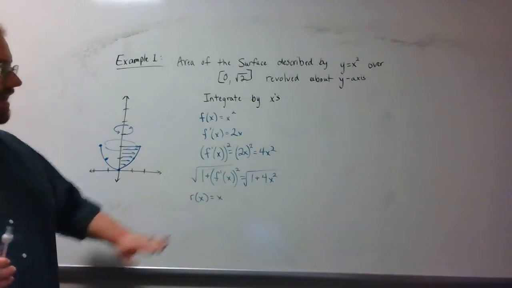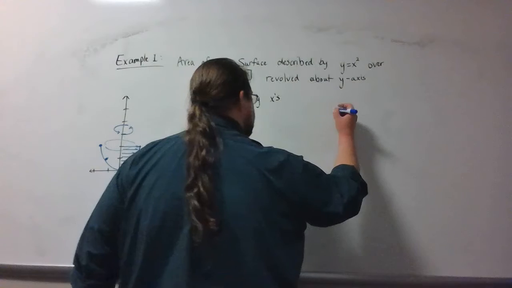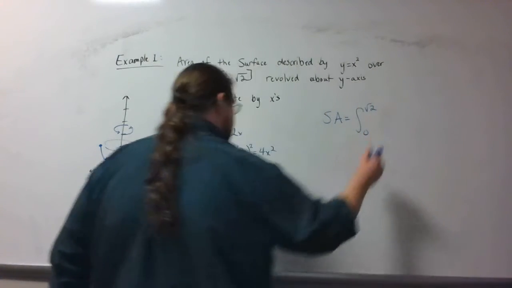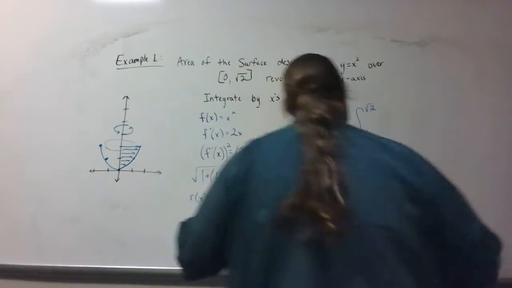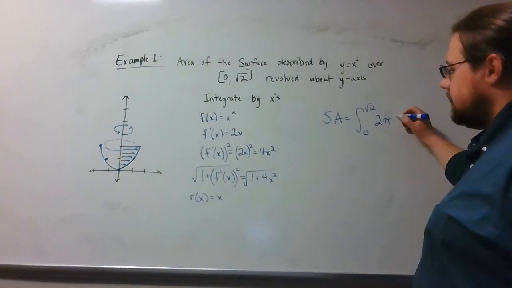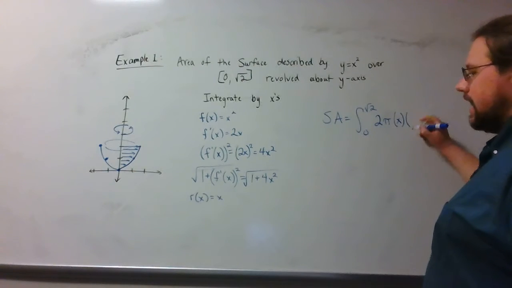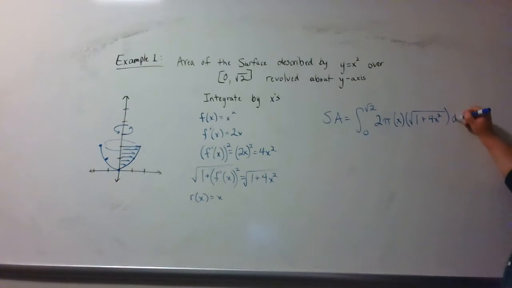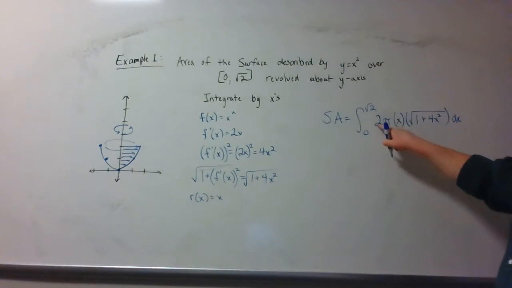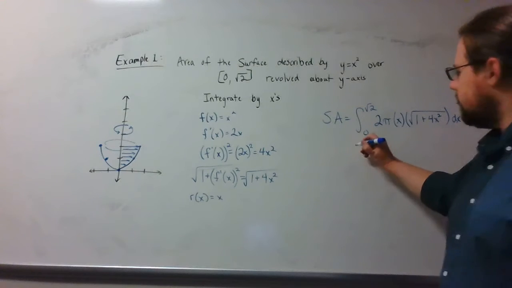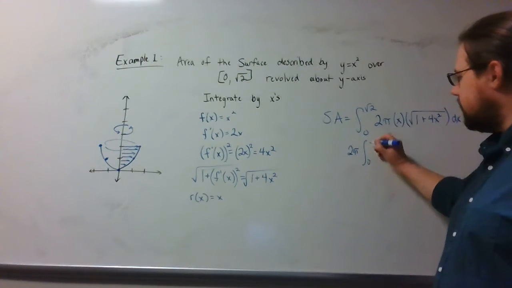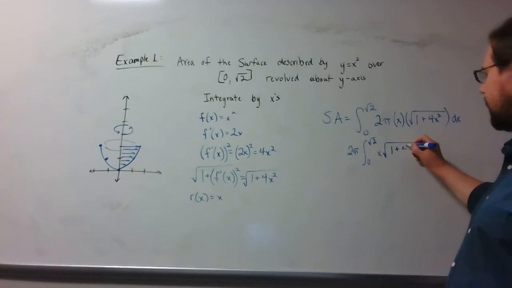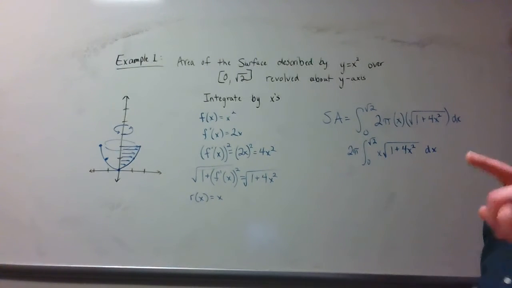Once I've got this figured out, I'm going to go ahead and write down my interval. So we're going to find the surface area from 0 to the square root of 2 of 2 pi times x times the square root of 1 plus 4x squared. I'm going to write my dx at the end. Hopefully you guys are thinking in your heads, constant, pull it out. So I'm going to have 2 pi from 0 to the square root of 2. I'm going to go ahead and leave my x times the square root of 1 plus 4x squared dx. Hopefully you guys are thinking u substitution in your head.